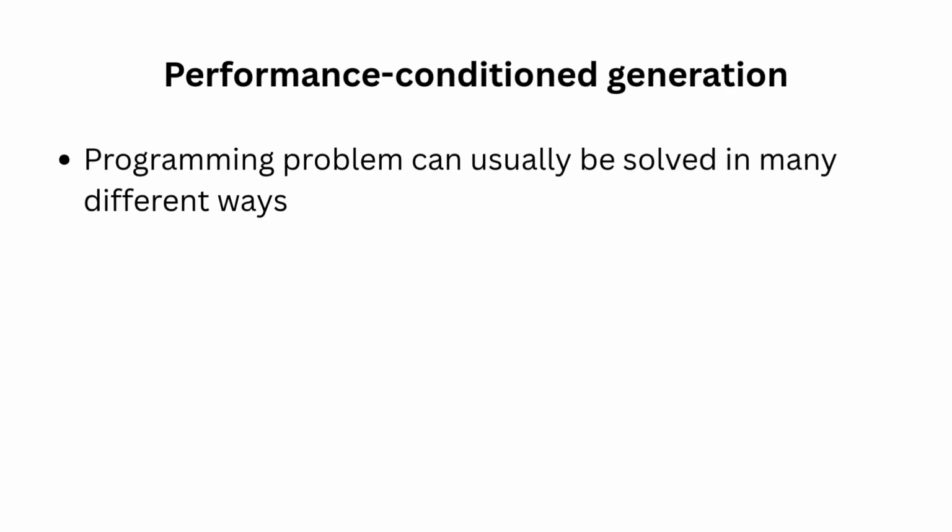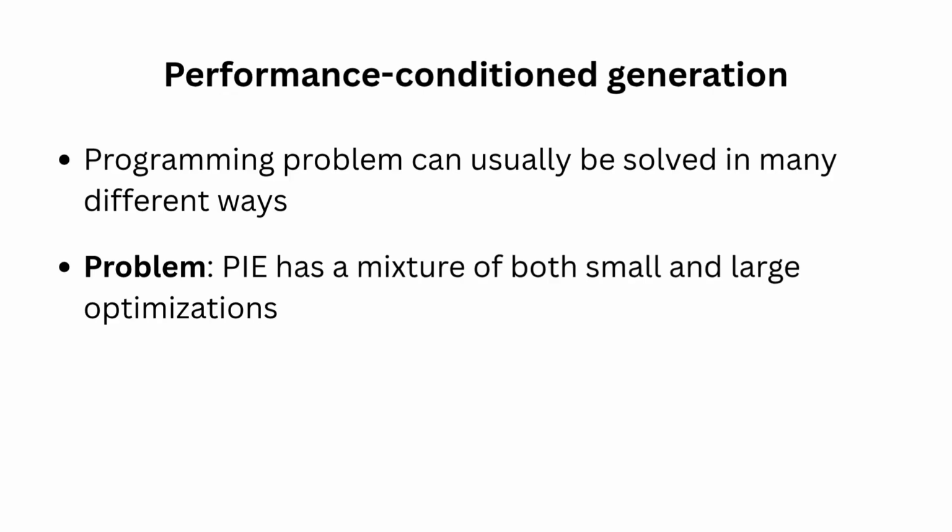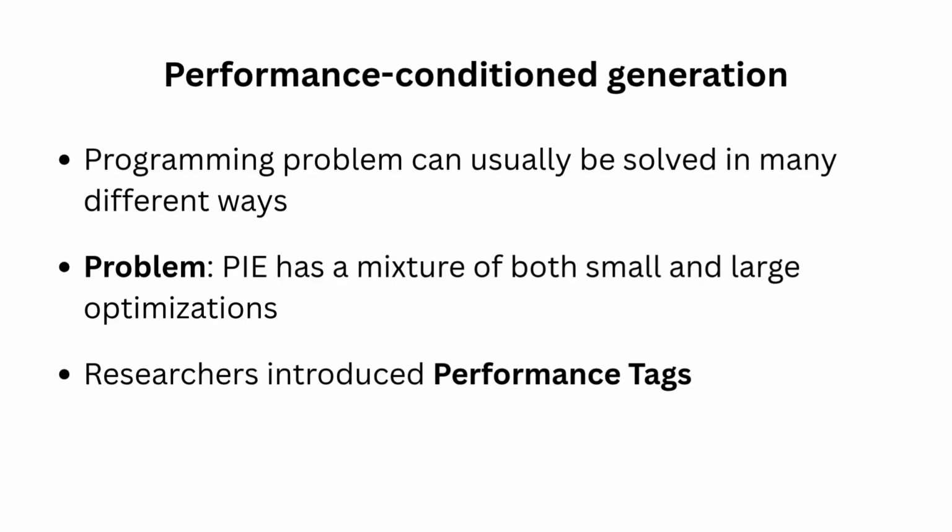Another very interesting strategy discussed in the paper is called performance condition generation. The motivation behind this idea is that a programming problem can usually be solved in many different ways, and those solutions can have very different performance levels. Some solutions may be slightly faster, while others can be dramatically more efficient. Now here's the problem. When a model is trained on a large dataset like Pi, it sees a mixture of both small and large optimizations, but it is never explicitly told which optimizations are actually better or more desirable. So the researchers introduced a clever solution: performance tags.